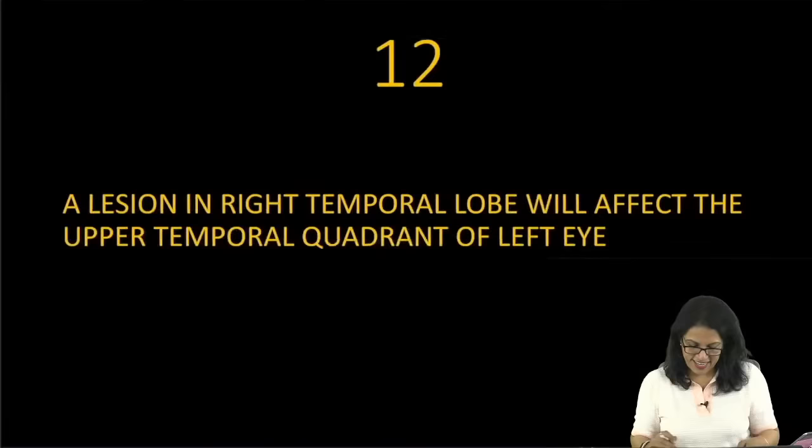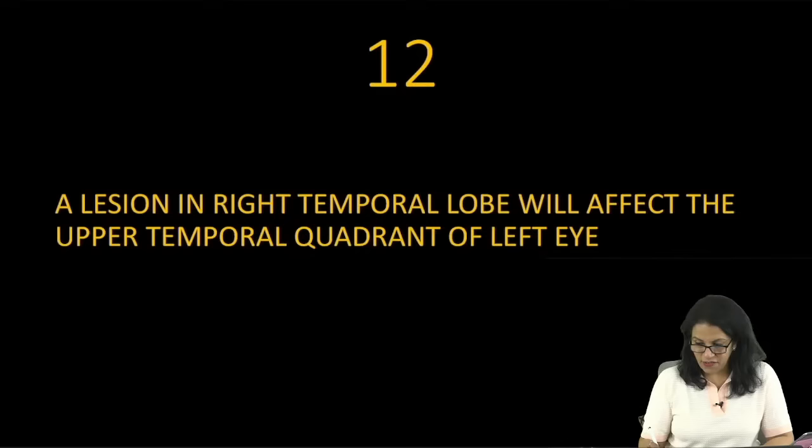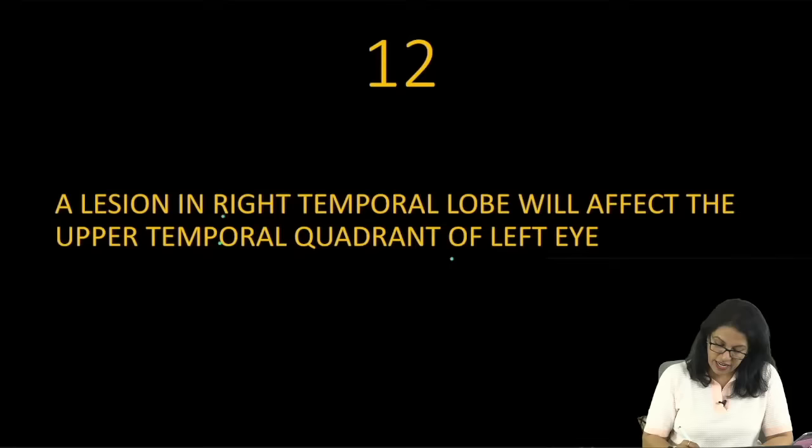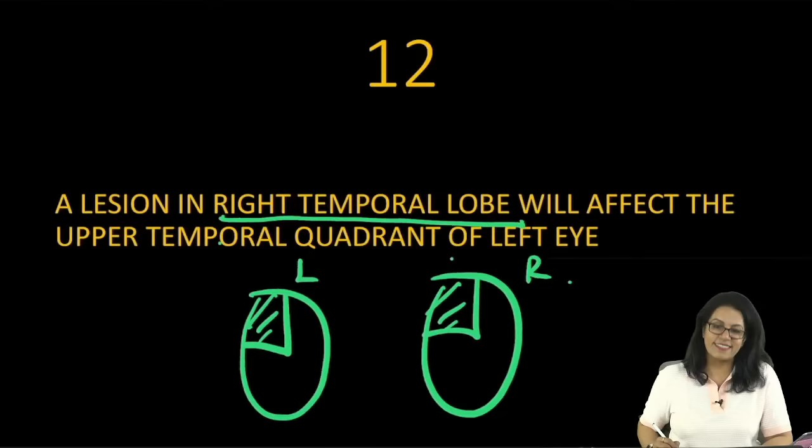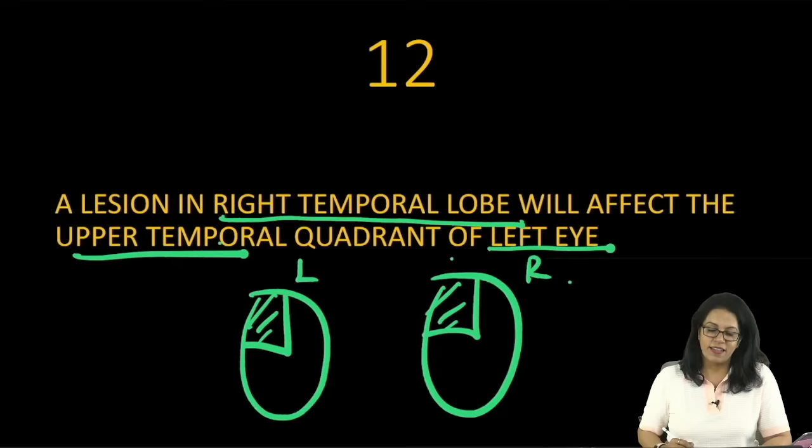A lesion in the right temporal lobe will affect the upper temporal quadrant of the left eye. Right temporal lobe lesion, everybody revise with me. When a temporal lobe lesion is there, what happens? It is pie in the sky because inferior fibers are gone. So, pie in the sky of the left side because there is a right temporal lobe lesion. I have to make a left-sided pie in the sky. This is the left eye, this is the right. So, left-sided pie in the sky is involved. What is involved in the left eye? Upper temporal. If I had written right eye, then it would have been upper nasal. So, this is how we will remember.